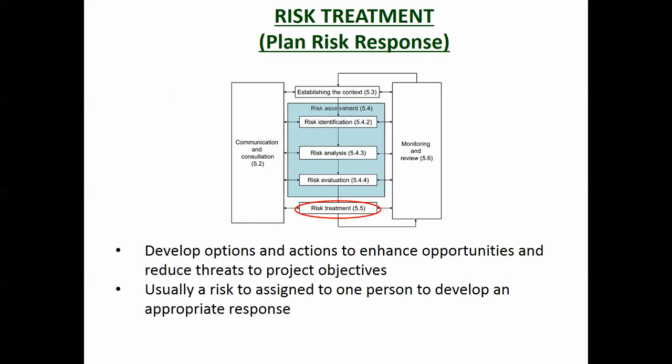So once again, you look at those ones that are unacceptable and you plan your risk response, if you like. So there's the PMBOK statement for it. You develop options to enhance the opportunities and reduce the threats. So you decrease the likelihood of bad things happening, you increase the likelihood of good things happening. And usually one person is assigned to develop it. So you might look at a risk we talked about before, someone getting hit by an excavator. You'd say, well, how can we reduce the likelihood? Well, we get everyone in high-vis jackets and we train them properly. So that's what happens in that risk treatment.